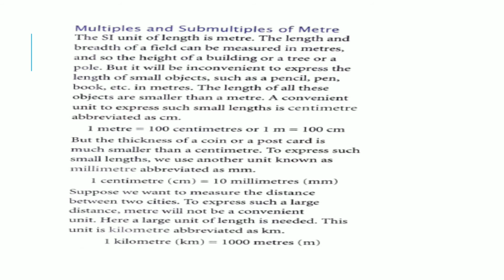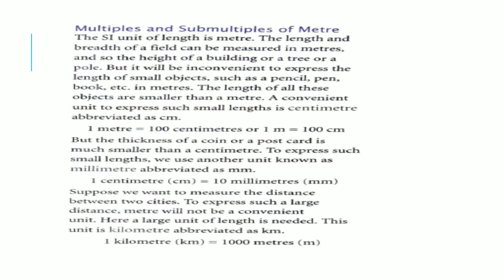So a convenient unit to express such a small length is the centimeter. So 1 meter is equal to 100 centimeters. But if you take a coin, it is very difficult to find the thickness of the coin because it is much smaller than a centimeter. To express such a small length, we can use another unit, that is the millimeter. We can write it as mm. So 1 centimeter is equal to 10 millimeters.